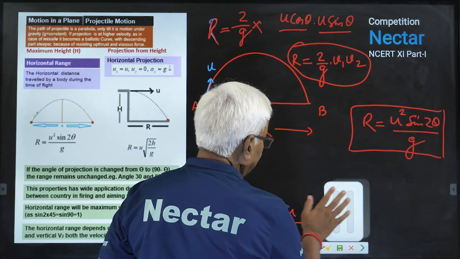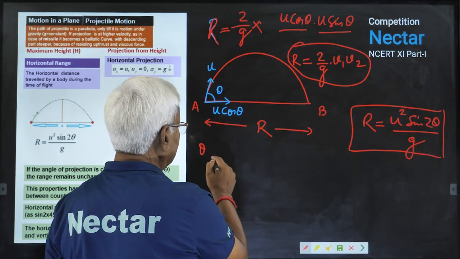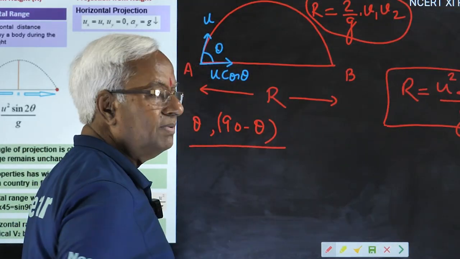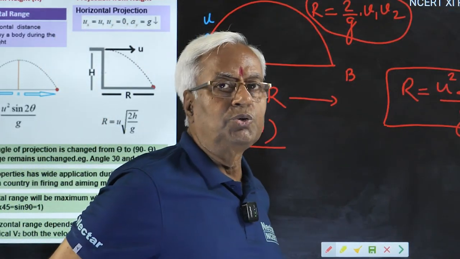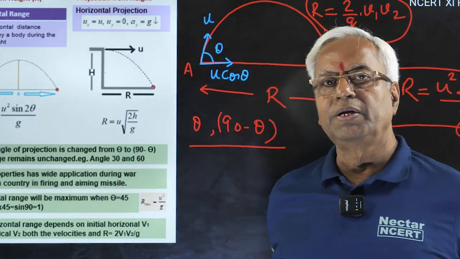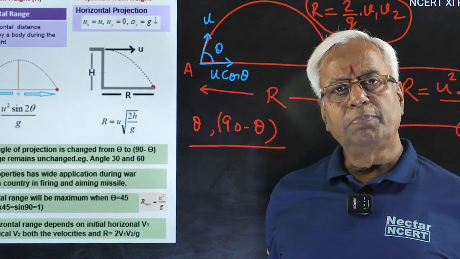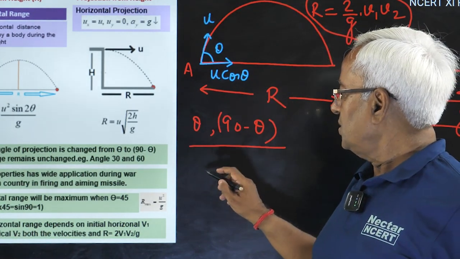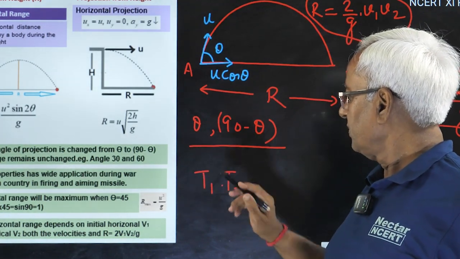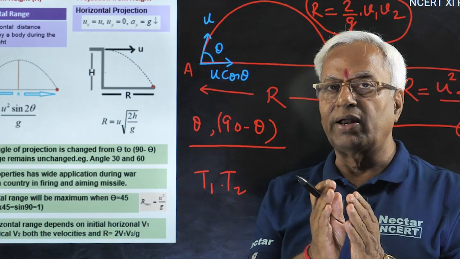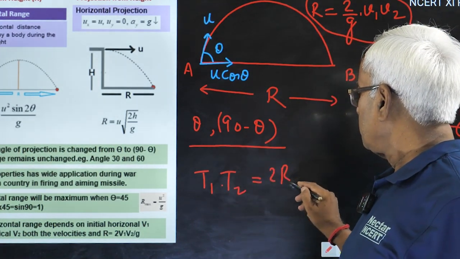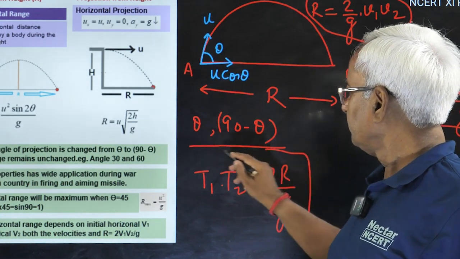And this is generalized by saying one angle is taken as theta and the other is taken as 90 minus theta. If we consider two angles of projection as theta and 90 minus theta, horizontal range is going to be the same in both the cases. In the two cases ranges will be the same, but time of flight will be different. Suppose in both the cases time of flight are T1 and T2, then the product T1 T2 will be equal to 2R upon g.